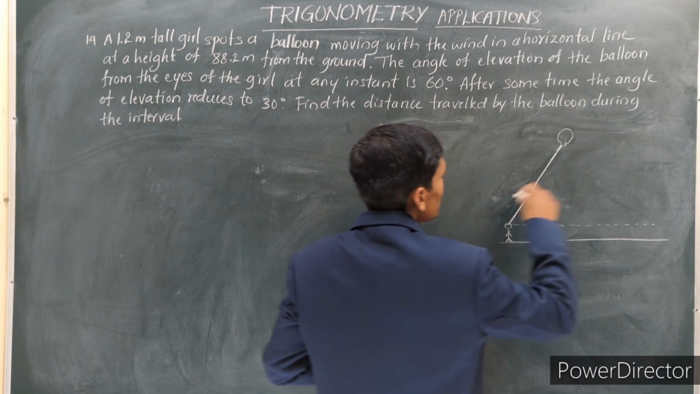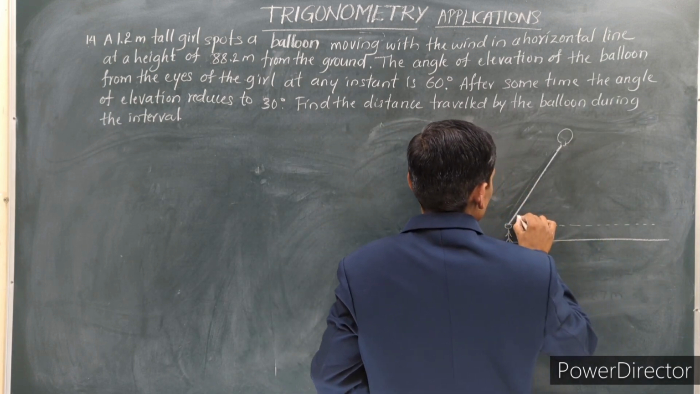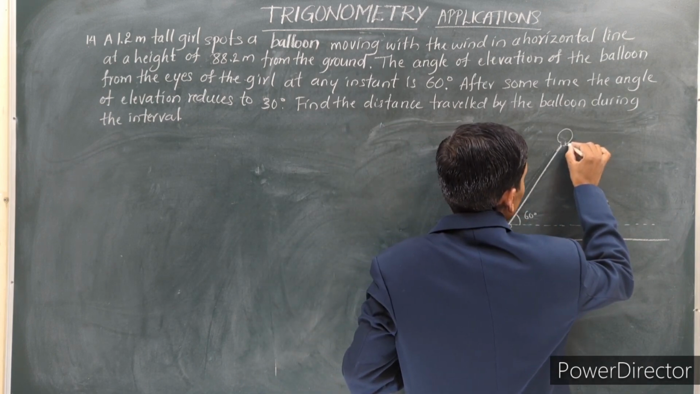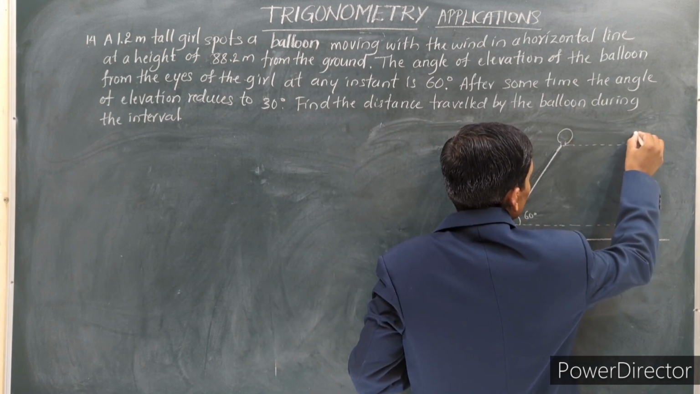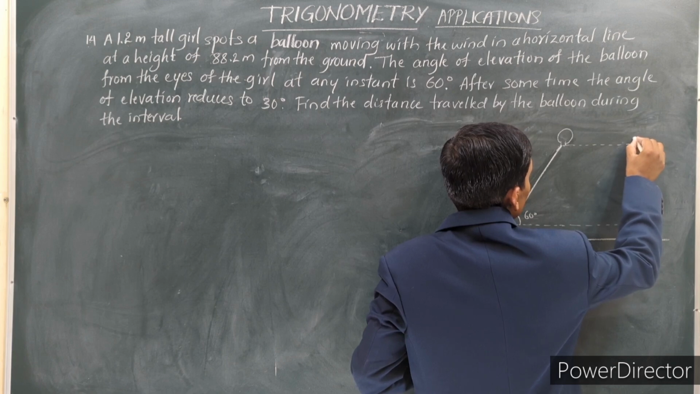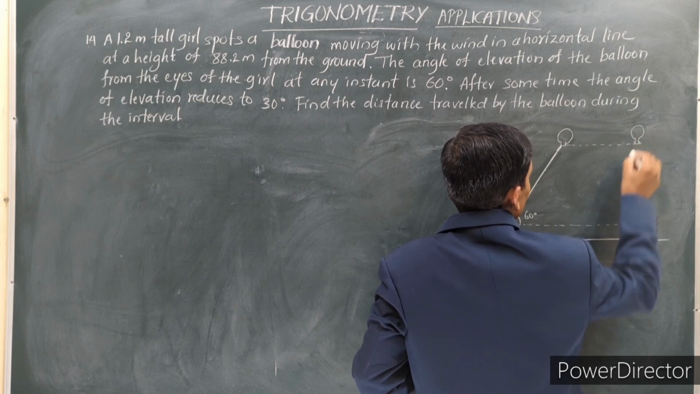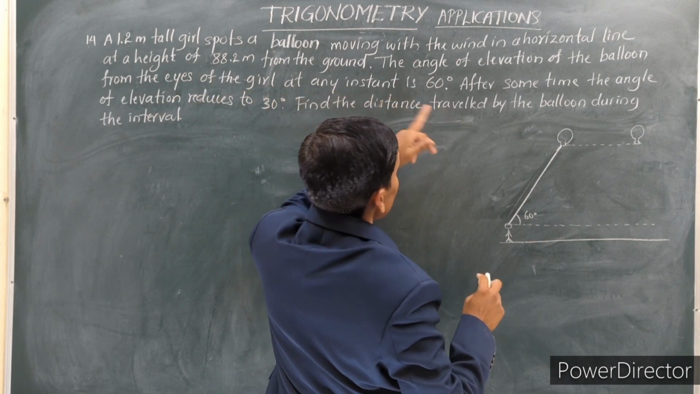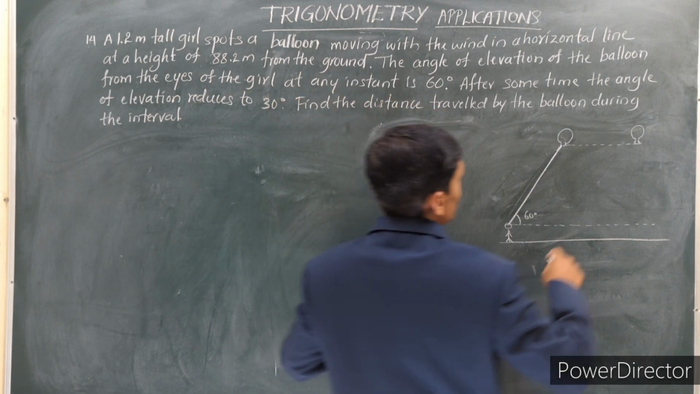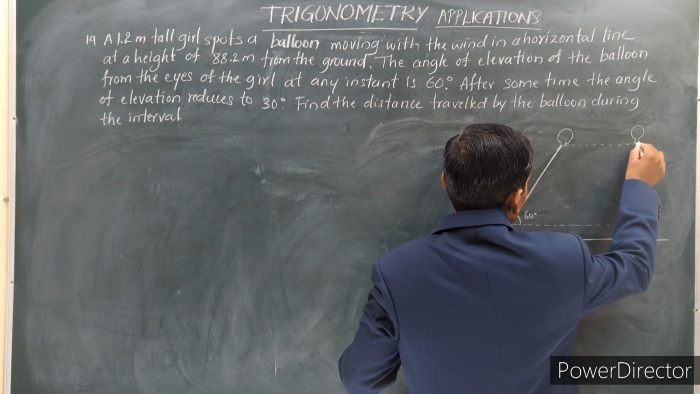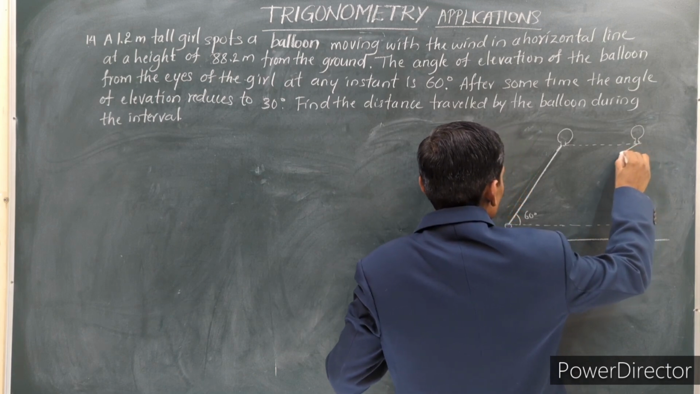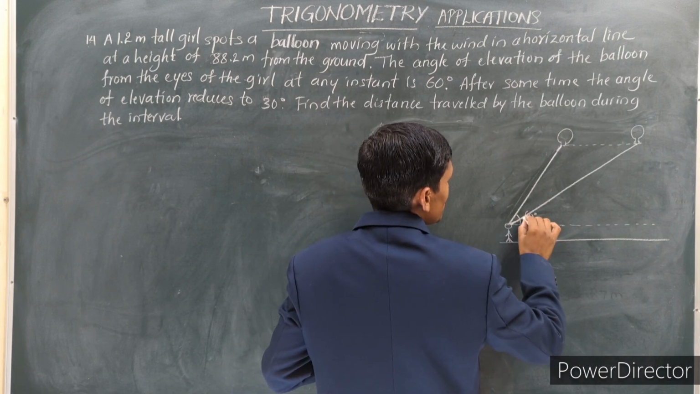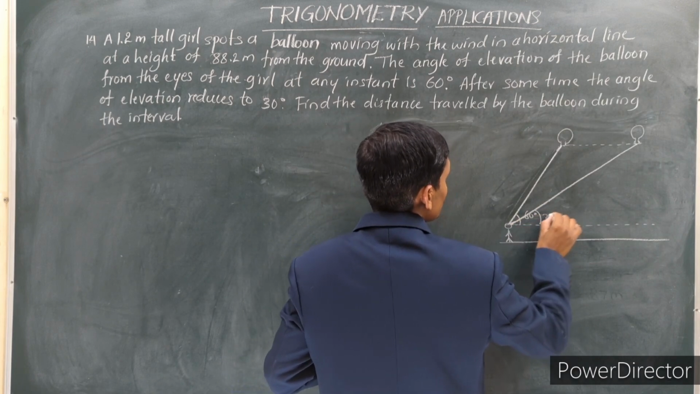The angle of elevation is 60 degree. The balloon is moving with the wind horizontally. Then after some time, the angle of elevation reduces, it becomes 30 degree, from here to her eyes. It is reducing to 30 degree now.